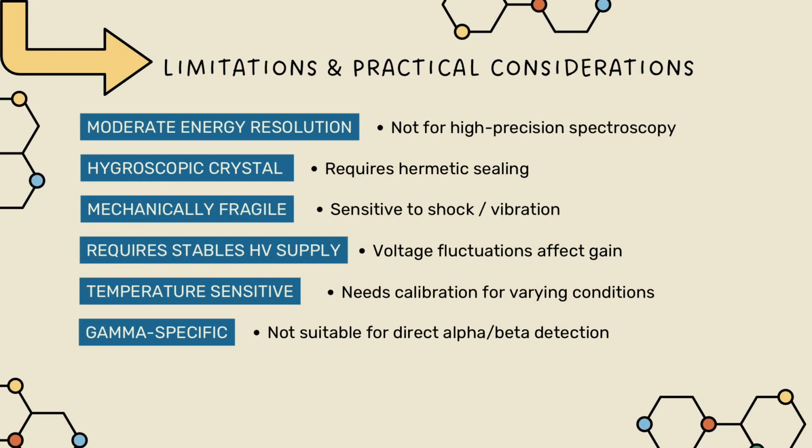Despite its advantage, NaI(Tl) has several limitations. Firstly, it has moderate energy resolution, so it is not suitable for high-precision spectroscopy. The second one, the crystal is hygroscopic, meaning it absorbs moisture and must be hermetically sealed. It is also mechanically fragile and sensitive to shock. In addition, it requires a stable high voltage supply. It is temperature sensitive and is mainly suitable for gamma radiation only.